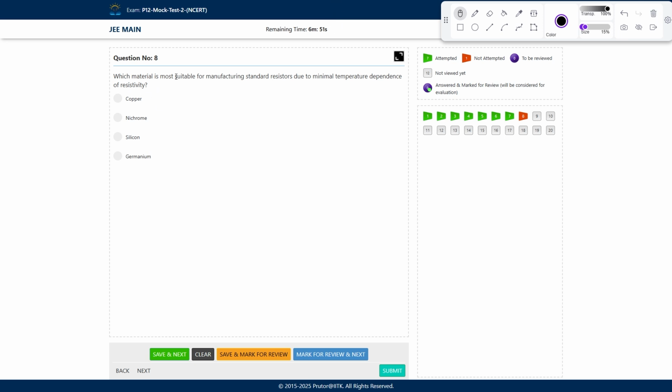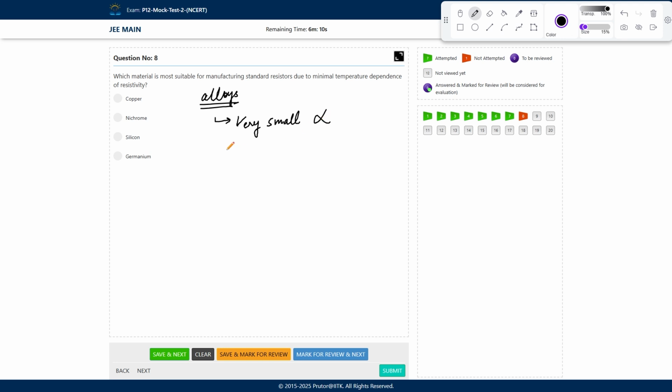So next question, which material is most suitable for manufacturing standard resistor due to minimal temperature dependence of resistivity? Okay, we know that alloys, we have discussed that alloys have a very small value of alpha. Their value of temperature coefficient of resistance or resistivity is so small.